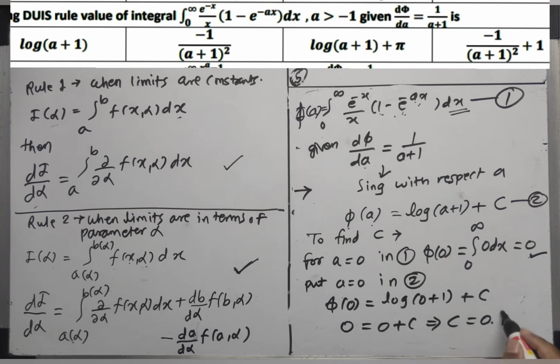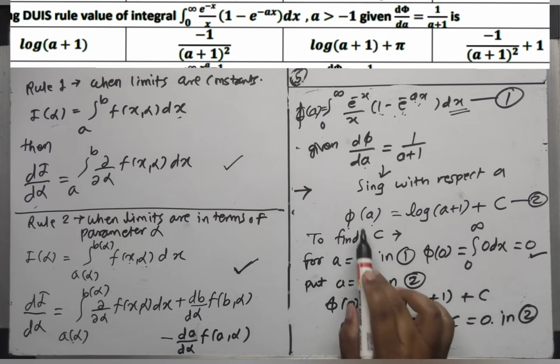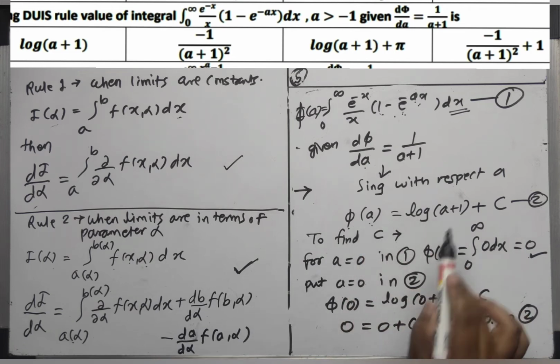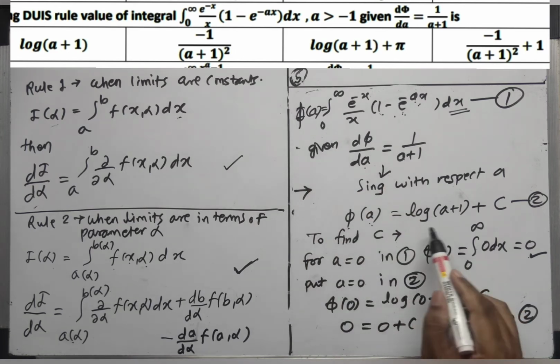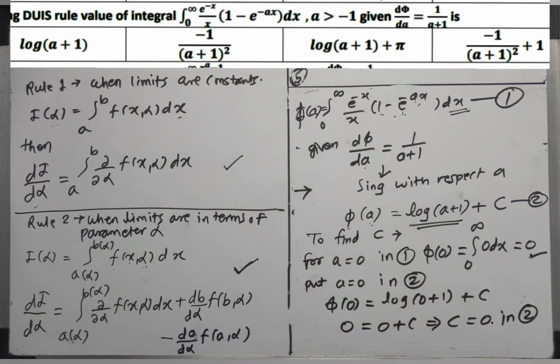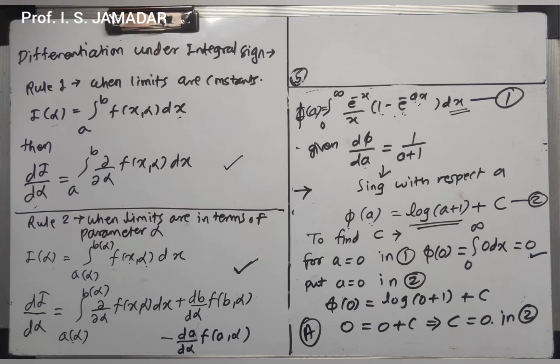So if you put this c into, answer will be what? Phi of a is equal to log of a plus 1. So the required integral phi of a is log of a plus 1. So what are the options? Option A itself is the correct answer. Log of a plus 1. So this is how we find the value of integral if derivative is given.